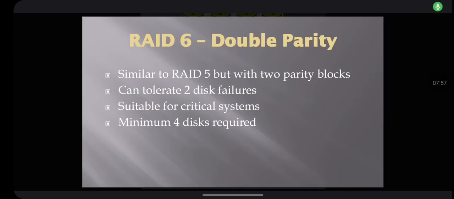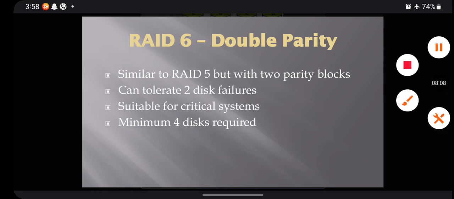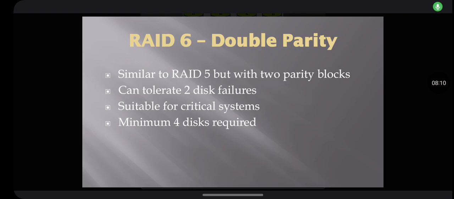And next, RAID 6. RAID 6 takes RAID 5 one step further with two parity blocks. It can survive two disk failures, which suits systems where uptime is critical. We see how RAID 6 works in the diagram.